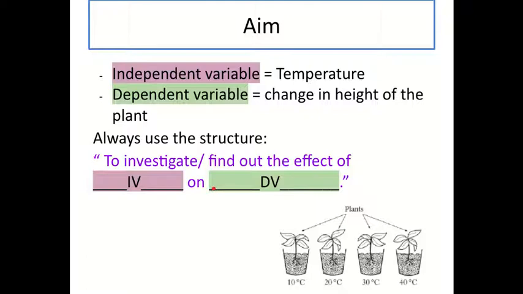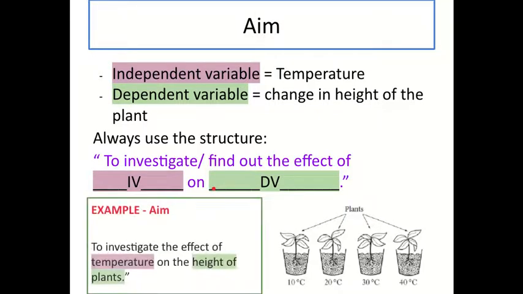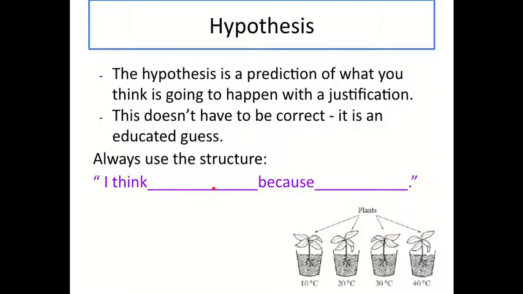So in our example, we're going to say to investigate the effect of temperature, which is our independent variable, on the height of plants, which is our dependent variable. So the aim in total is to investigate the effect of temperature on the change in height of plants. So now we're going to move on to our third section, which is the hypothesis.